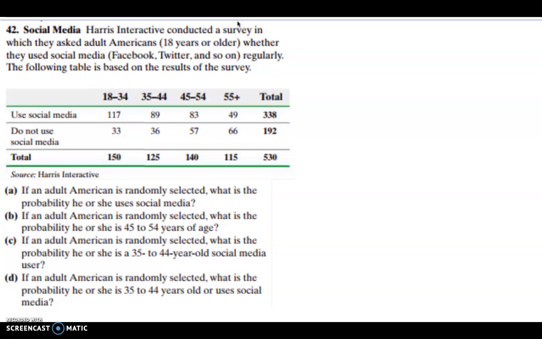Okay, so in this one, if an adult is randomly selected, what is the probability he or she uses social media? Well, we would look at all the people who use social media, which is 338, divided by the total number of people, which is 530. And so in part A, you would just take 338 divided by 530, and this will give us about 0.638.